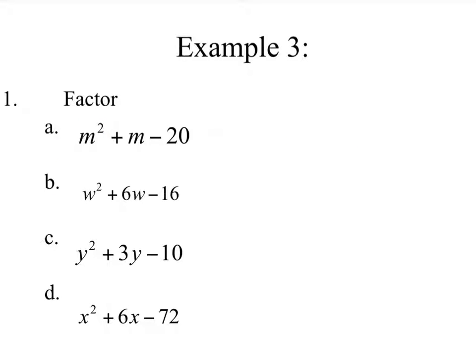Here are 4 of these for you to try. They're following that exact same process we've been using, that diamond method. Nothing's changing other than you need to be a little bit more aware of a negative.